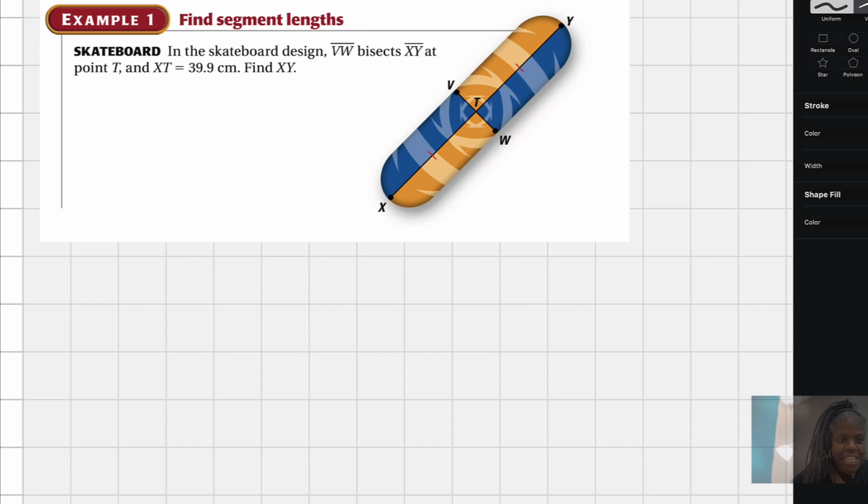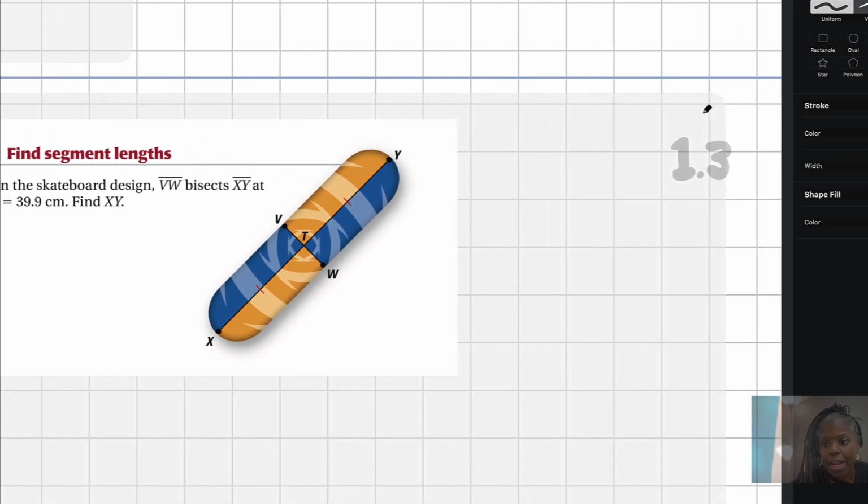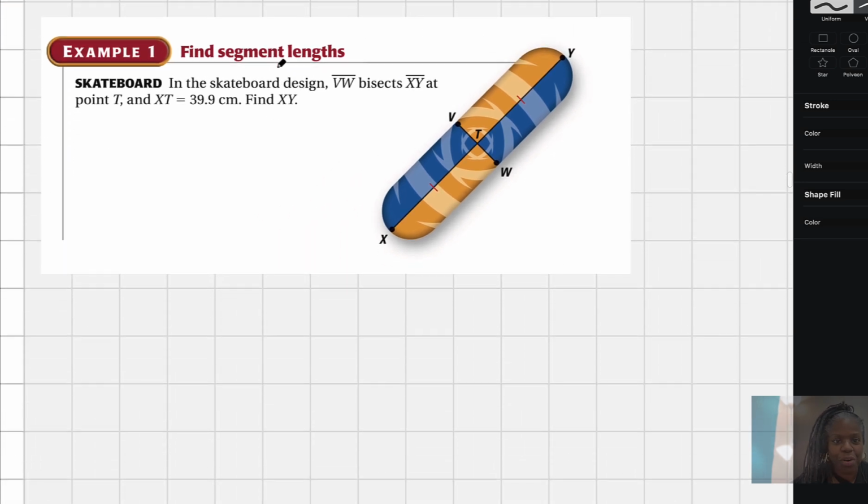All right, babies, please go ahead and turn to example 1 in section 1.3. That's what we're working on. And so let's talk about it. Let's do these examples. In skateboard design, VW, that's this segment here, it bisects the segment XW. So what that tells us automatically is that we use these little hatch marks to say this segment and this segment, they're definitely equal in length. So it bisects it there.